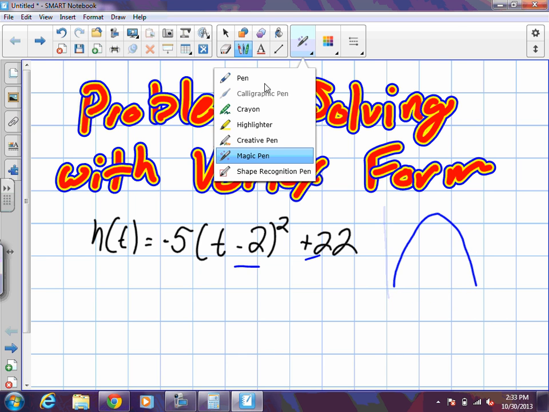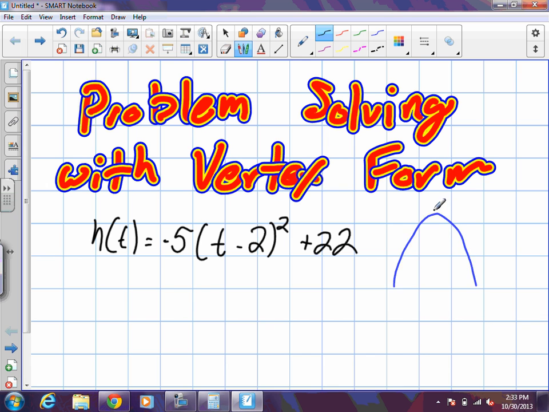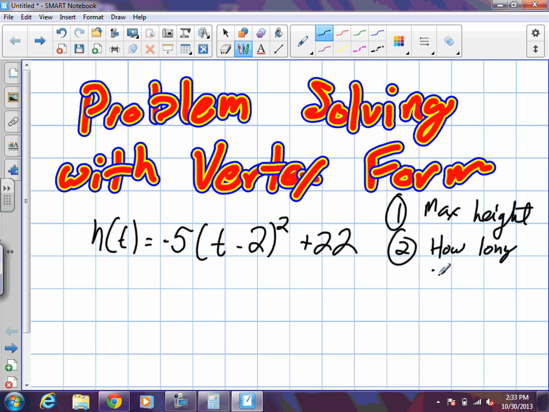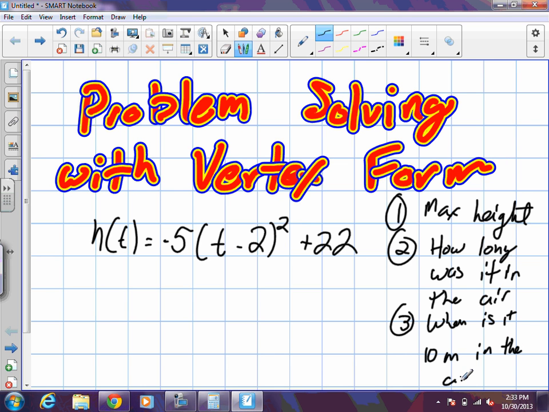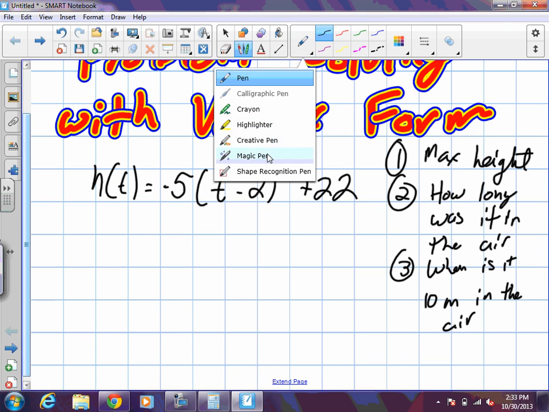It's going to be really 2 or 3 major things they can ask us. One of the things they might ask us is, what is the max height? Okay. Another thing might be how long it was in the air. And maybe another one is, when is it 10 meters in the air? Okay, so 3 major things we're going to solve with vertex form. So, first of all, max height.